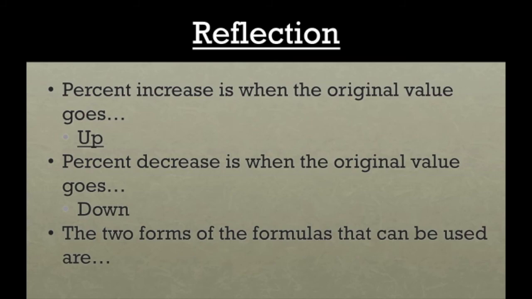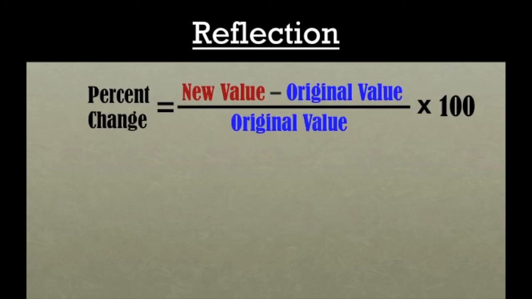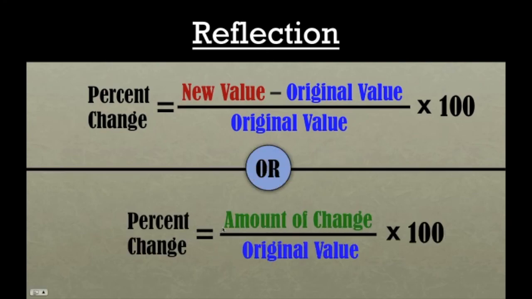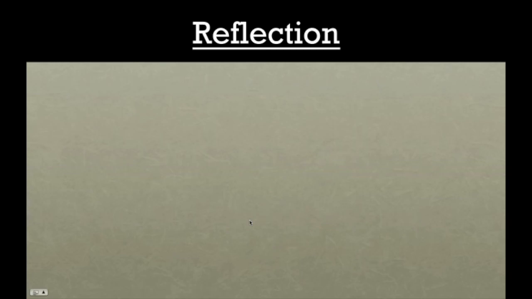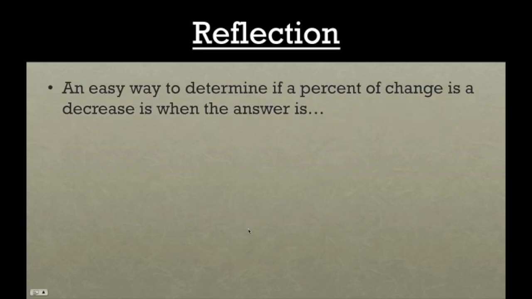The two forms of the formulas that can be used are percent of change equals the new value minus the original value over the original value times 100, or the percent of change equals the amount of change over the original value times 100. This formula is very good for when you have your new value and your original value, and this formula here is best when you only have the amount that the original changed by. An easy way to determine if a percent of change is a decrease is when the answer is negative.